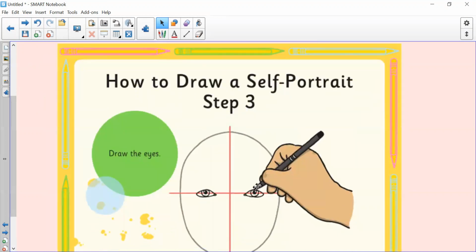Next up, you'll be drawing the eyes. Look at yourself. It's really important to have a mirror or a photo of yourself at this point and see, where do your eyes fall? Are they on that midline? What shape are they? Do that now.